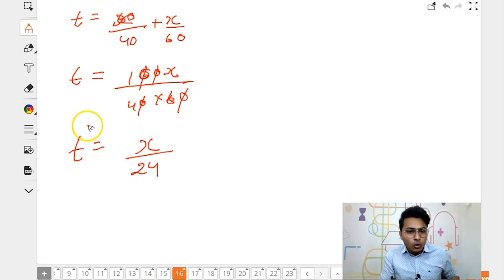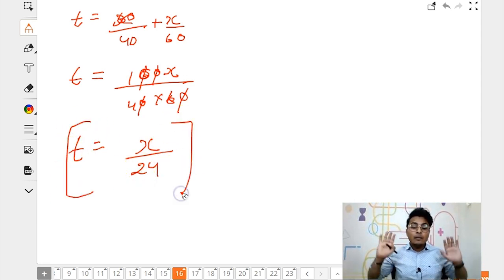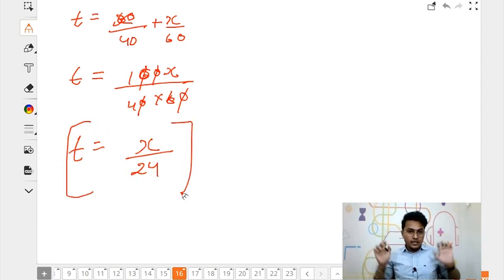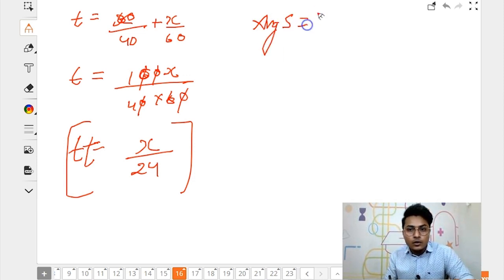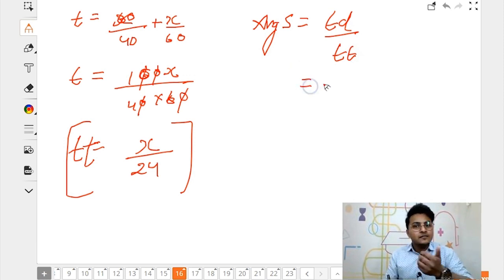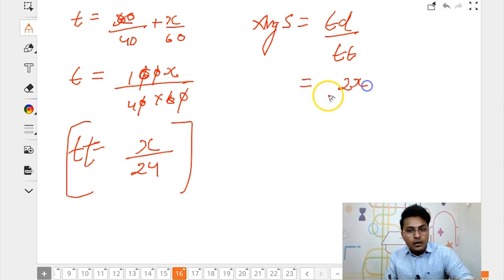So I've got a value of total time taken also. Amazingly done. No doubts at all. Okay. So now I have got total time and I have got total distance also. Okay. So now moving on, average speed is equal to total distance by total time taken. Total distance we have got as 2x already. Total time we have got as x by 24.